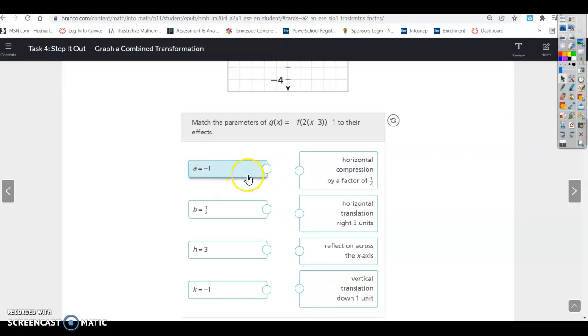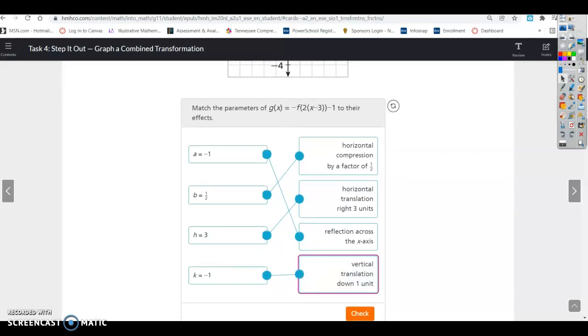So A, negative 1, is going to be a reflection across the x-axis. B is a half. That's your horizontal compression by a factor of 1/2. H is 3, so that's going to move you right 3 units. K is -1, so it's going to move you down 1 unit. Okay, so again, A, B, H, and K are just pulled from the equation.